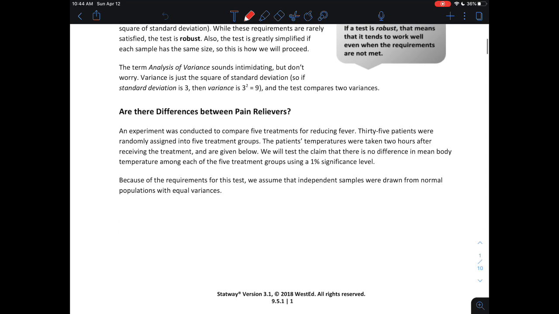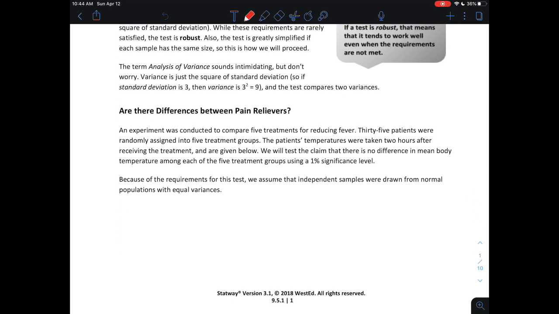So first, are there differences between pain relievers is going to be our example. An experiment was conducted to compare 5 treatments for reducing fever. 35 patients were randomly assigned into 5 treatment groups. The patients' temperatures were taken 2 hours after receiving the treatment and are given below. We will test the claim that there is no difference in mean body temperature among each of the 5 treatment groups using a 1% significance level.